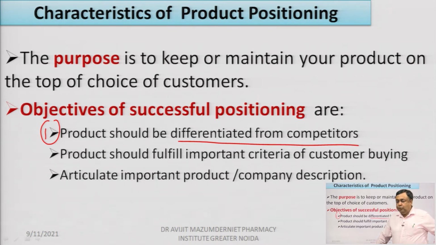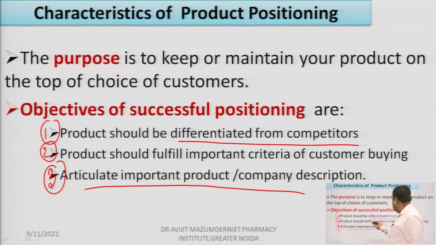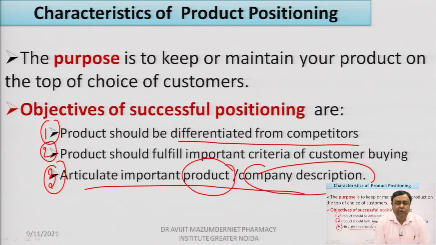Third, the product positioning objective is that it should very articulately describe the company and the product. That is, the third objective of product positioning is it should articulate the importance of either the product or the description of the company.